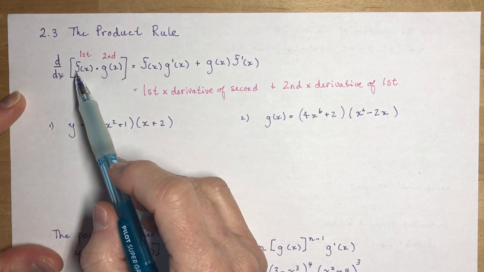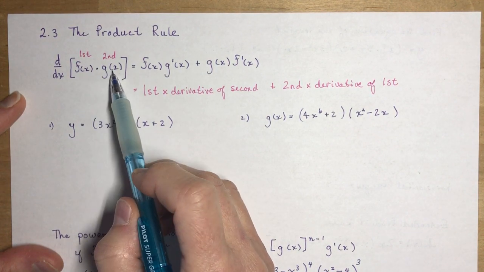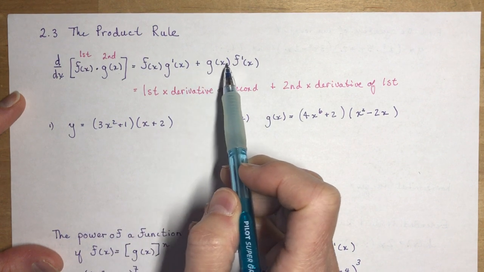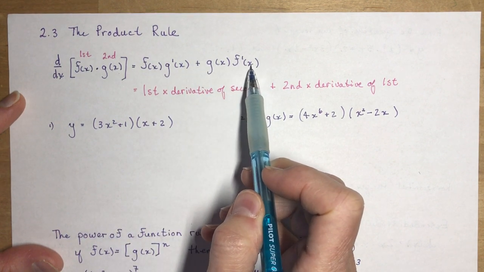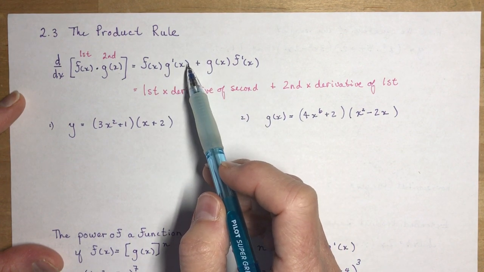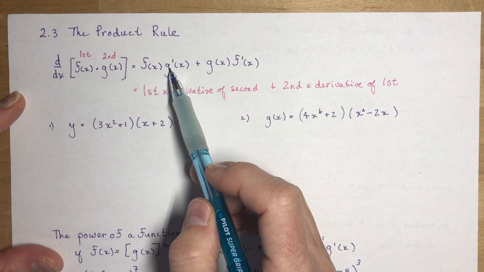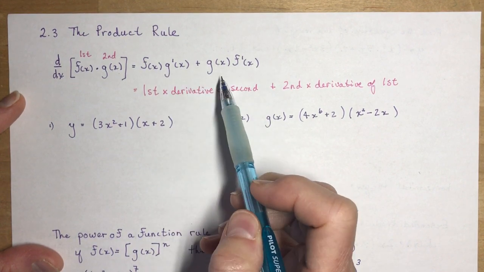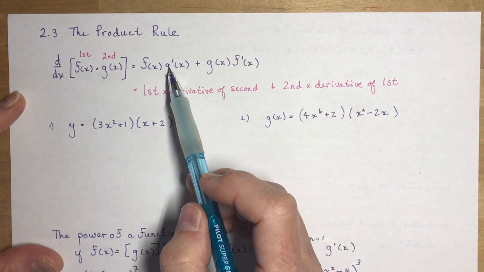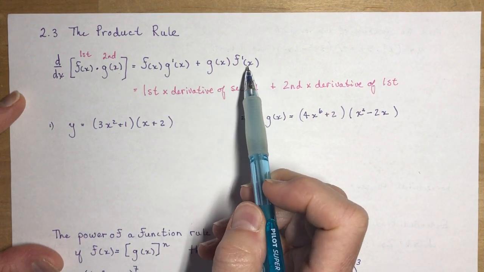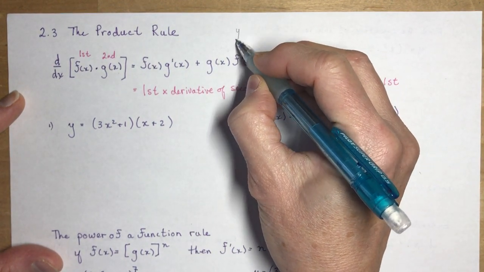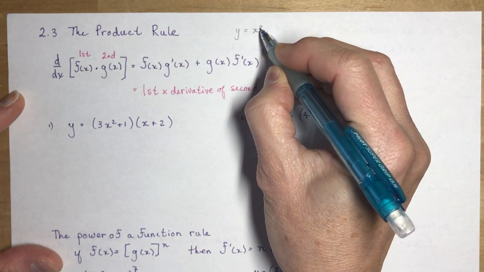But basically all it says is that if you have the product of two functions, you take the first and multiply the derivative of the second, and then the second times the derivative of the first. Now, your teacher might do it the other way around. Maybe they'll do the derivative of the first times the second and the other way as well. So all it means is that you're taking the derivative of one and leaving the other one alone, and they're adding the opposite.